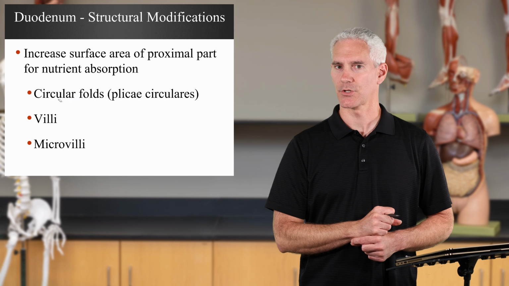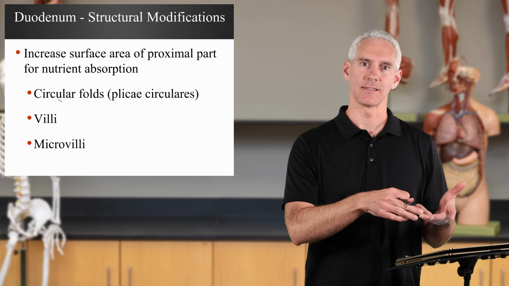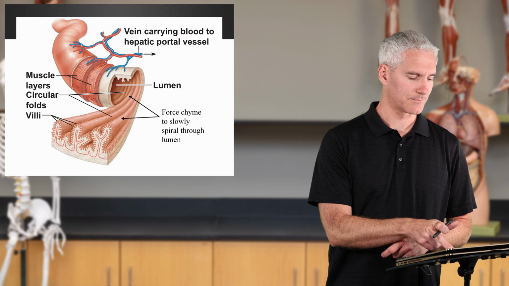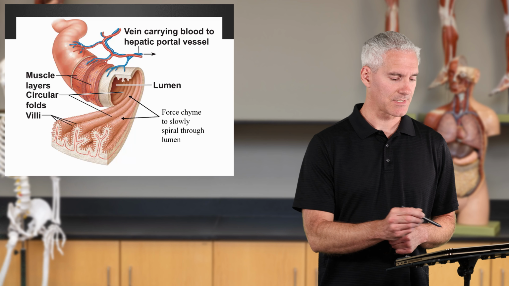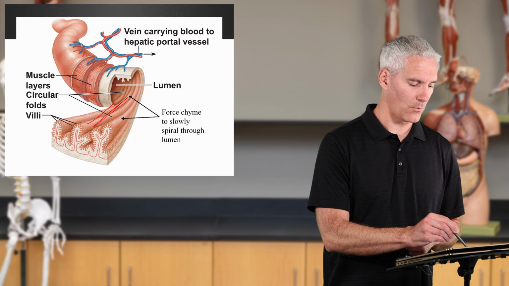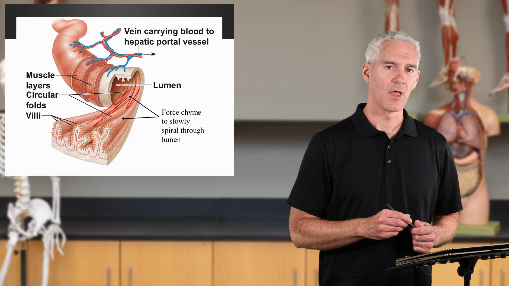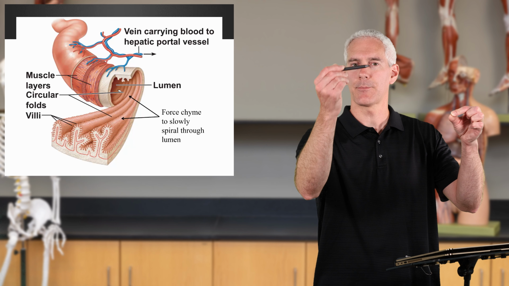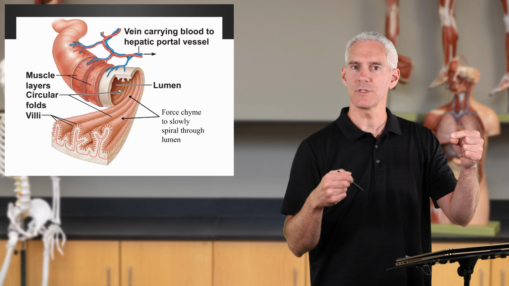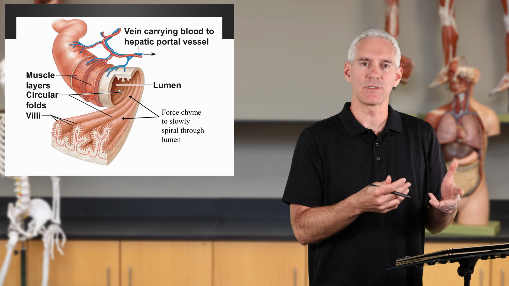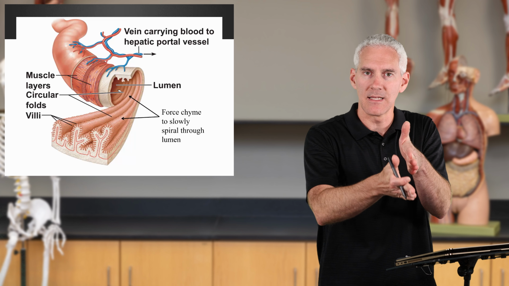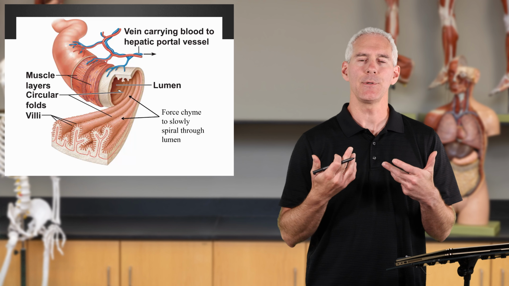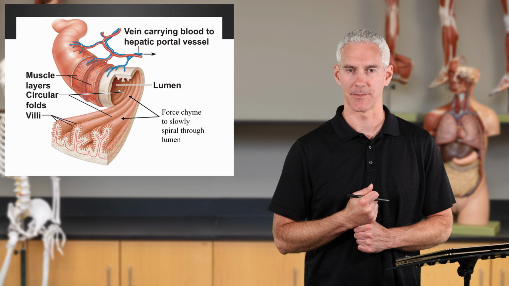And on those circular folds are villi. On the villi are microvilli. So let's take a look. In this image, you can see these actual folds going around. Those folds are just like a slinky. They're meant to be propelling. It slows the chyme down. It allows the chyme to go into these folds and travel along this route. It's helping to maximize surface area.